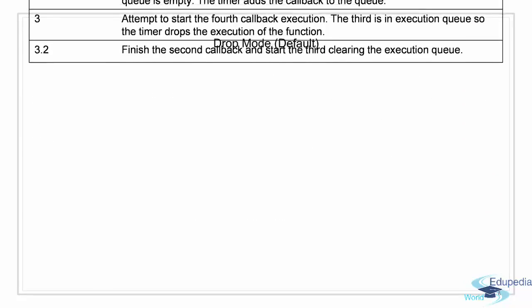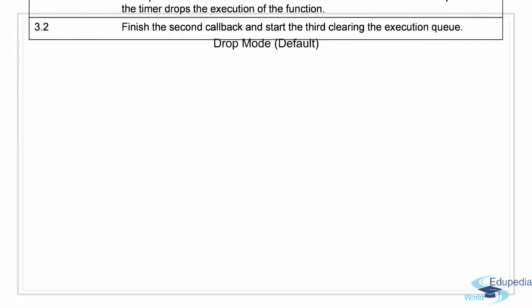The table here shows, in the drop mode, how the timer adds commands to the Matlab queue and how it executes. So it's basically a table of time elapsed and the action taken by the timer. At the 0 second, when the start timer is executed, the first execution of the callback is started. At the 1 second, the timer object is invoked, so the timer object attempts to start the second execution of the callback.